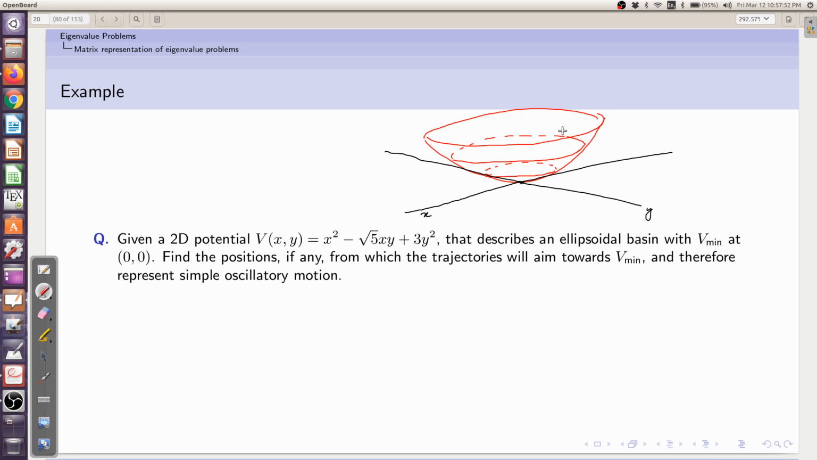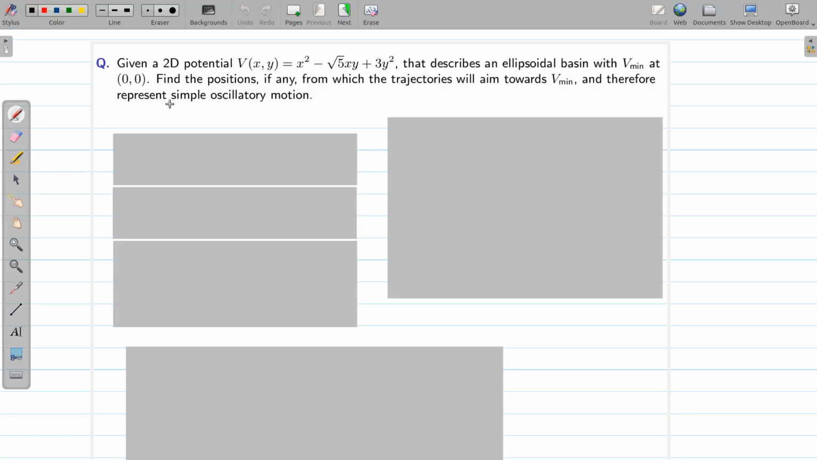Every ellipse that I draw here represents points with the same potential. We need to find out those positions such that, suppose I take a particle over here and release it. This particle will aim its motion towards V minimum. It will cross V minimum, go on to the other side, and again come back, and it's going to perform oscillatory motion like this. So this is basically the problem that we are trying to solve. Let me just grab this and place it over here. This is the exact same problem.